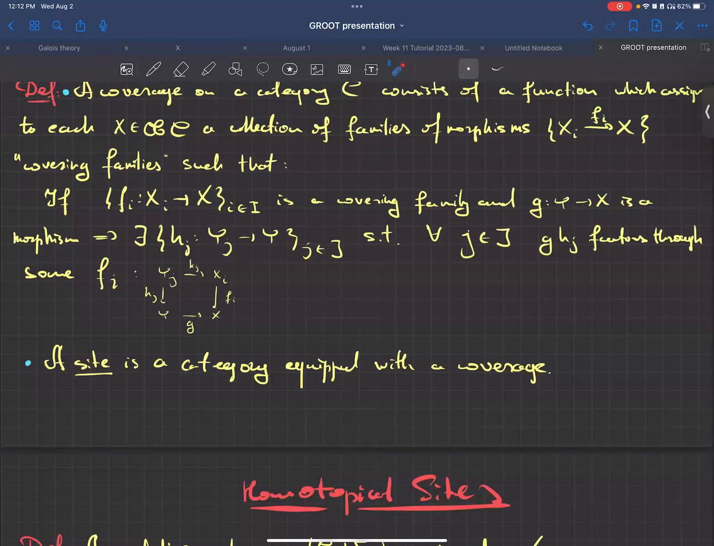But sometimes the sites are not sufficiently complete. So, for example, if you're dealing with the site of Cartesian spaces with good covers, i.e. intersections of open subsets should be always contractible, then you can't form fiber products, but you still can form some finer coverings which satisfy this property. So, but morally, you should think of it as just distinguishing some class of families of morphisms that give a covering of your object. And a site is a category equipped with a coverage.